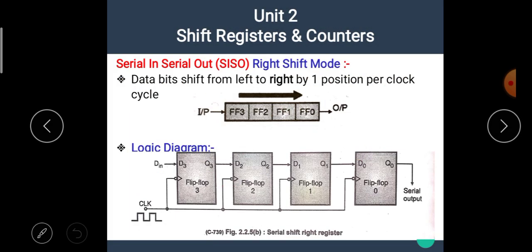Now let's see the serial input, serial output, right shift mode. In this shift register, the data bits shift from left to right, that means left to right by one position per clock cycle. The diagram is very simple. In left shift mode, the input is given here, while in right shift mode, the data in is connected here. Okay.